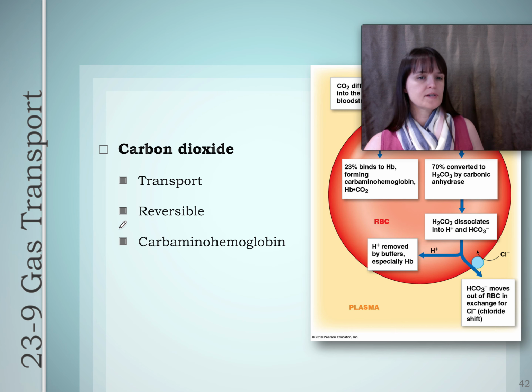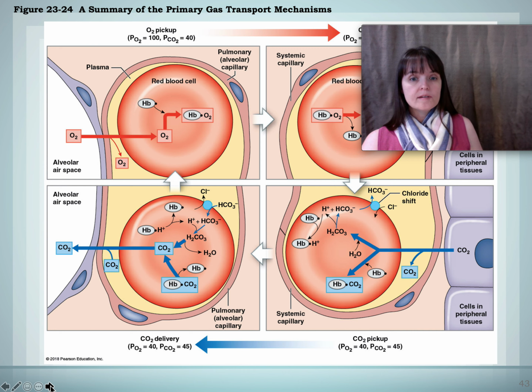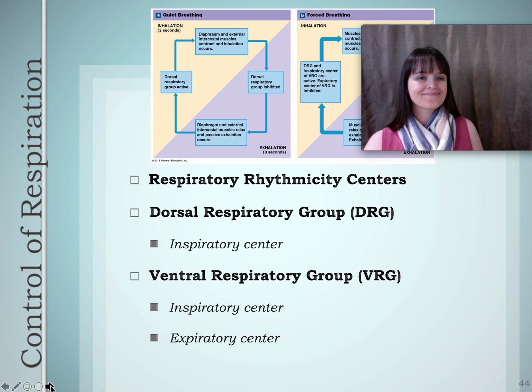Carbon dioxide is transported in 3 ways. It's transported as carbonic acid, carbaminohemoglobin, and dissolved in the plasma, which are all 3 fully reversible. Carbaminohemoglobin is carbon dioxide bound to hemoglobin. We're not memorizing all of this, but that's how it works.